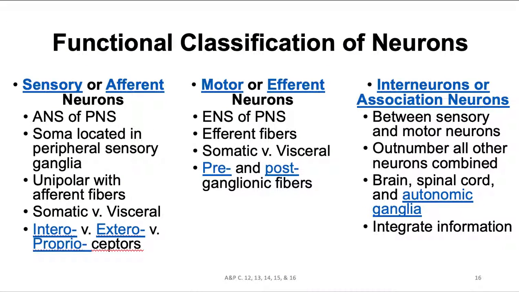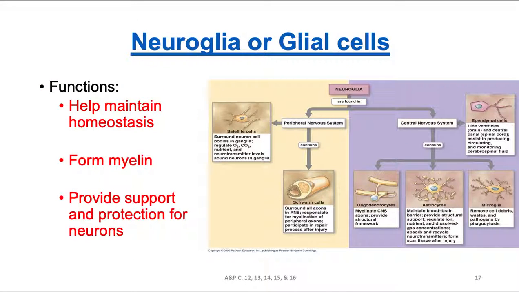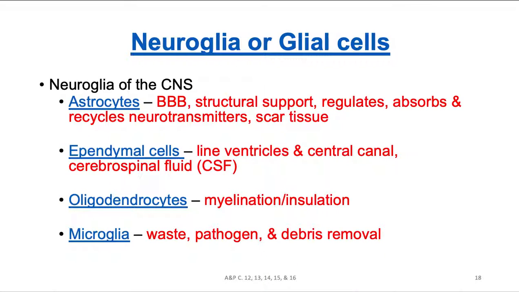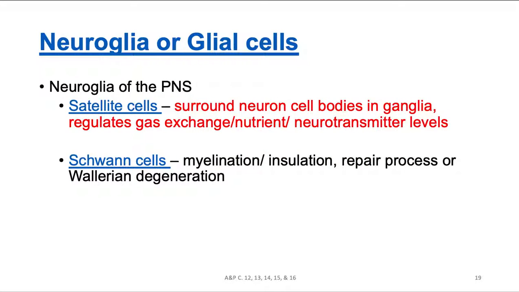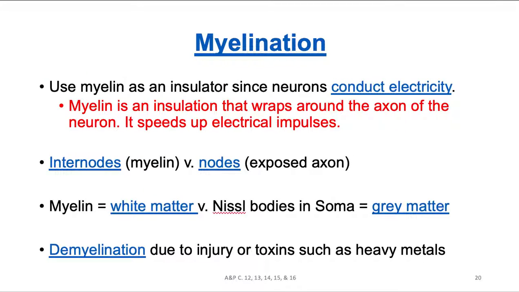We talked about the different functional classes of neurons, and then we looked at neuroglial cells, or the supporting cells of our nervous system. And their job is to maintain homeostasis. They're going to form myelin, and they provide support and protection. Be familiar with the different types of neuroglia, and they're separated by what nervous system you find them in. In your central nervous system, you have astrocytes, ependymal cells, oligodendrocytes, and microglia. I would know what each function is for each of those cells. And in your peripheral nervous system, you have satellite cells and Schwann cells. Remember, Schwann cells make myelin for the peripheral nervous system.